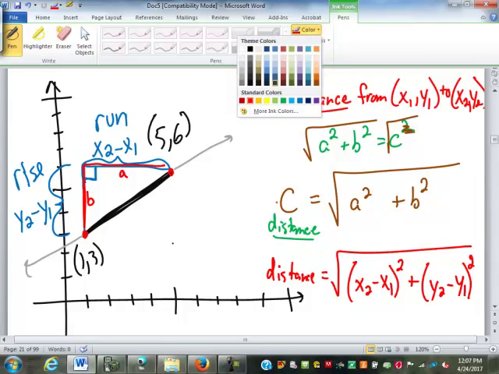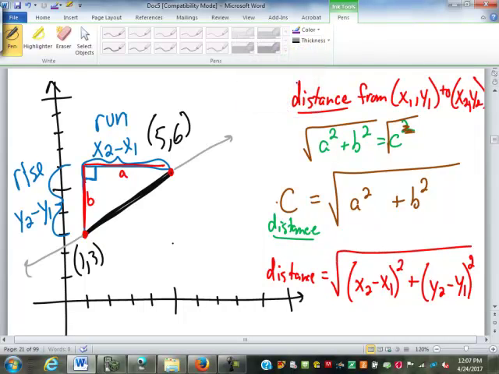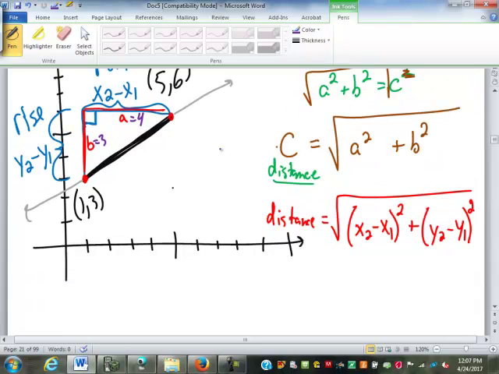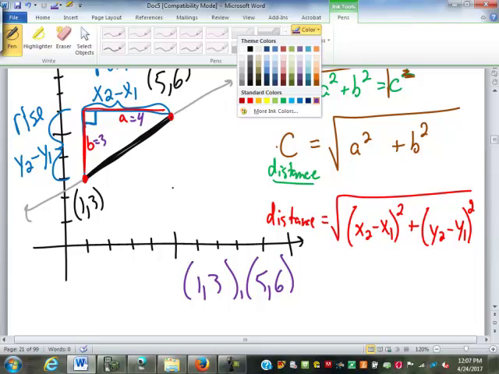So to find the length of that segment, the distance between them, if I drew out the graph like I did here, I could just subtract to get that b is 3 and a is 4. And I could do a squared plus b squared equals c squared off of that. But I want to do this off the points. So I'm using the points 1, 3, and 5, 6, because we might not always have that graph in front of us to use.